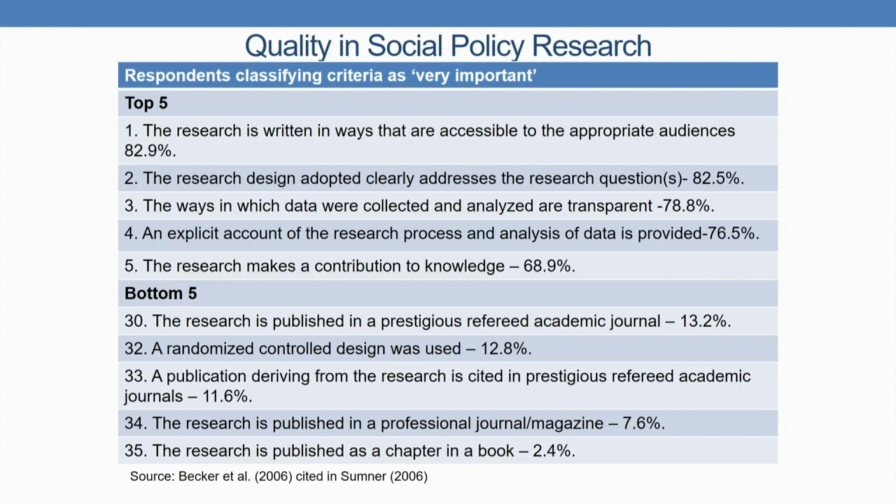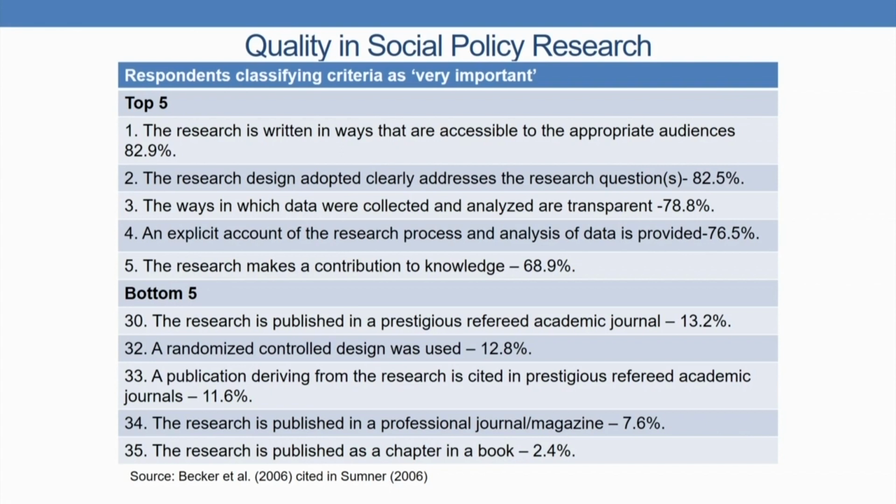So, if you look at the respondents classifying criteria as very important when they are thinking about social policy research, the top 5 answers that came up was that research must be written in ways that are accessible to the appropriate audiences, which was about 83%. Close to 83% responded that the research design adopted clearly addresses the research questions. About close to 80% again answered that the ways in which data were collected and analyzed should be transparent. A little more than 76% responded that an explicit account of the research process and analysis of data must be provided, and about 69-70% answered that the research must make a contribution to knowledge.